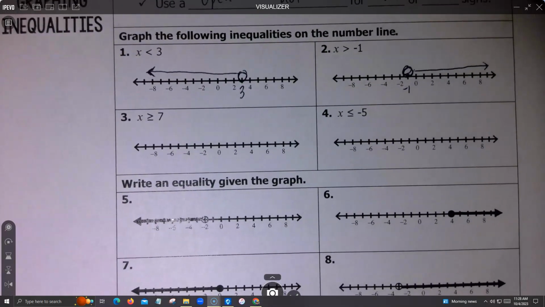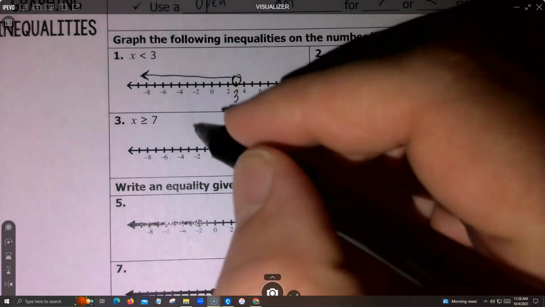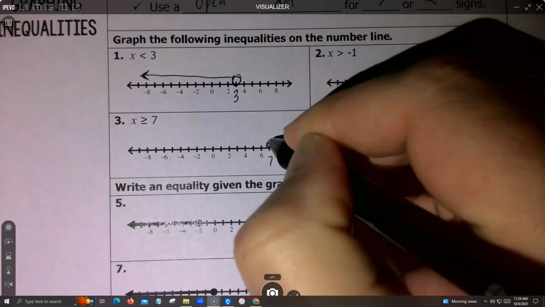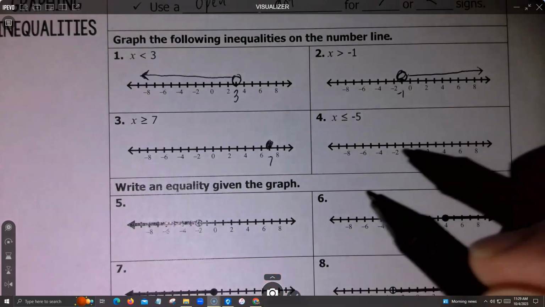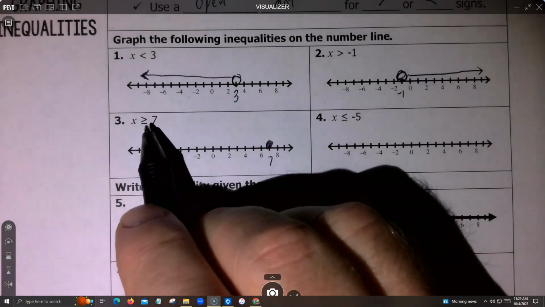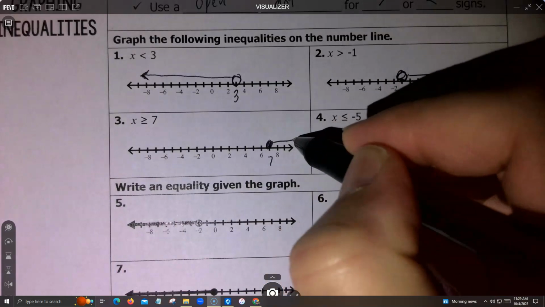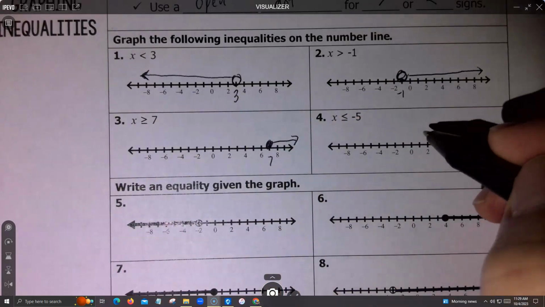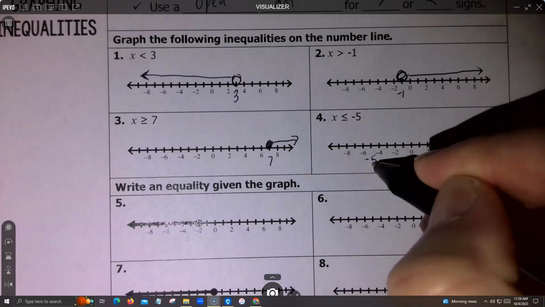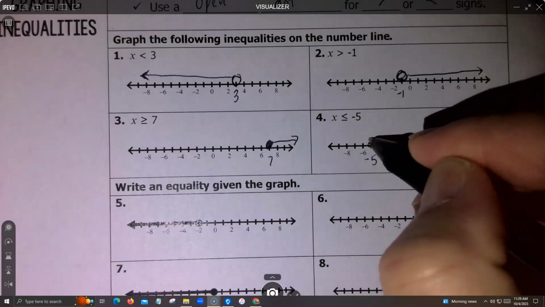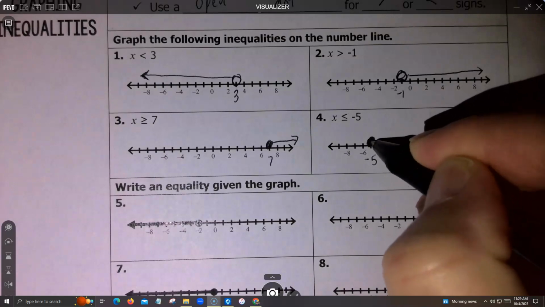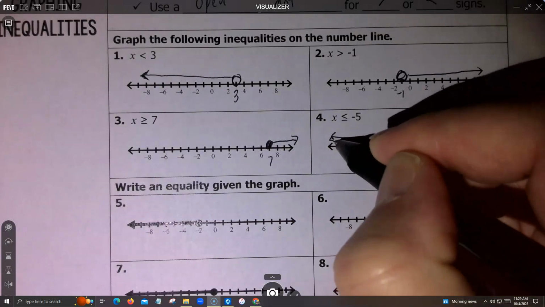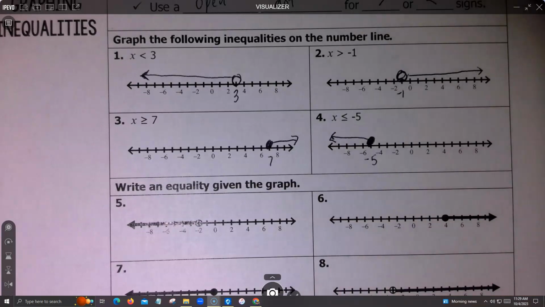-1. Okay, x is greater than or equal to 7. So here's 7. I'm going to put a closed dot on there because I get to include 7 because I say equal to, so I can include 7 and all the numbers to the right, 8, 9, 10, and so on. Okay, next one, -5. Negatives sometimes are difficult for students, but remember that less is going off to the left-hand side, greater than is going to the right side.